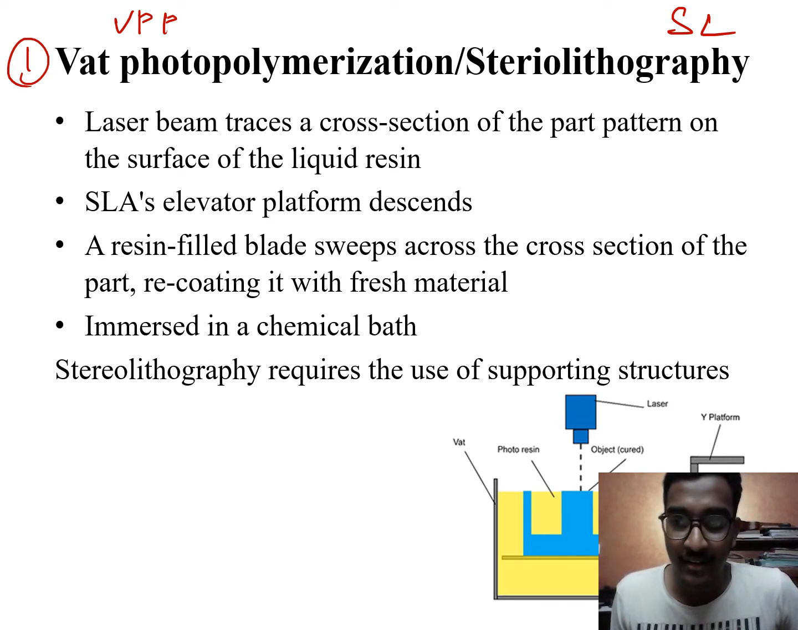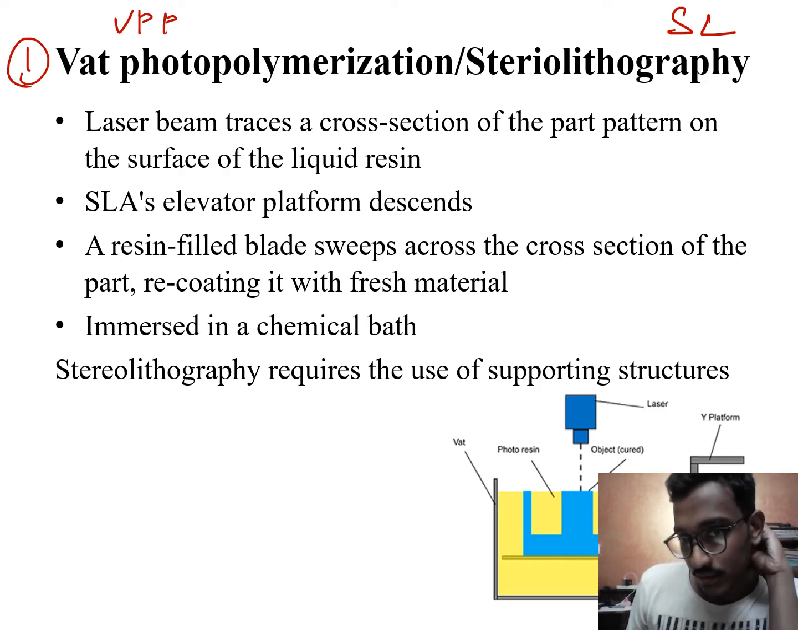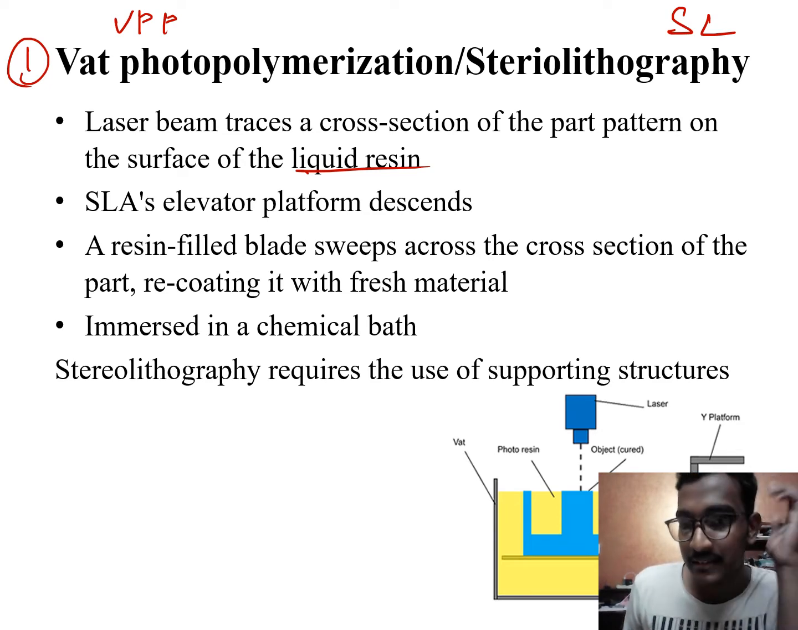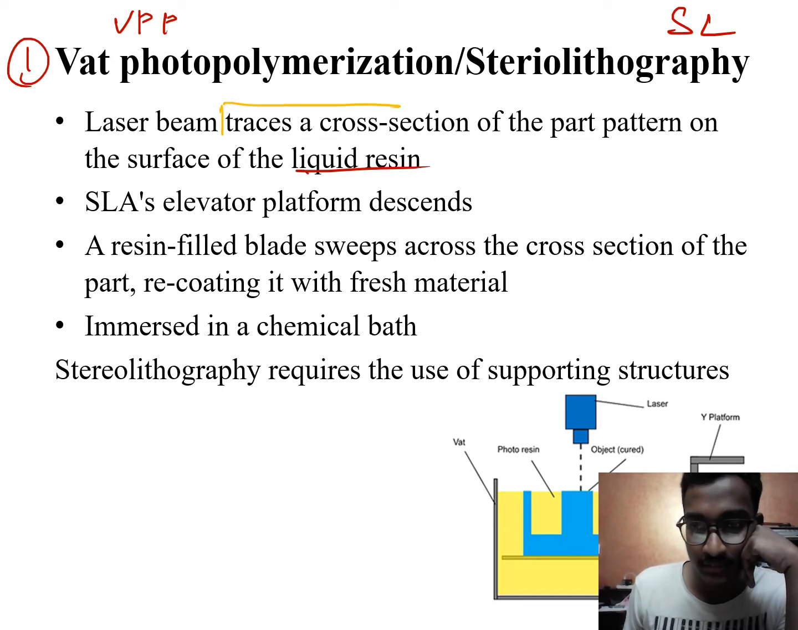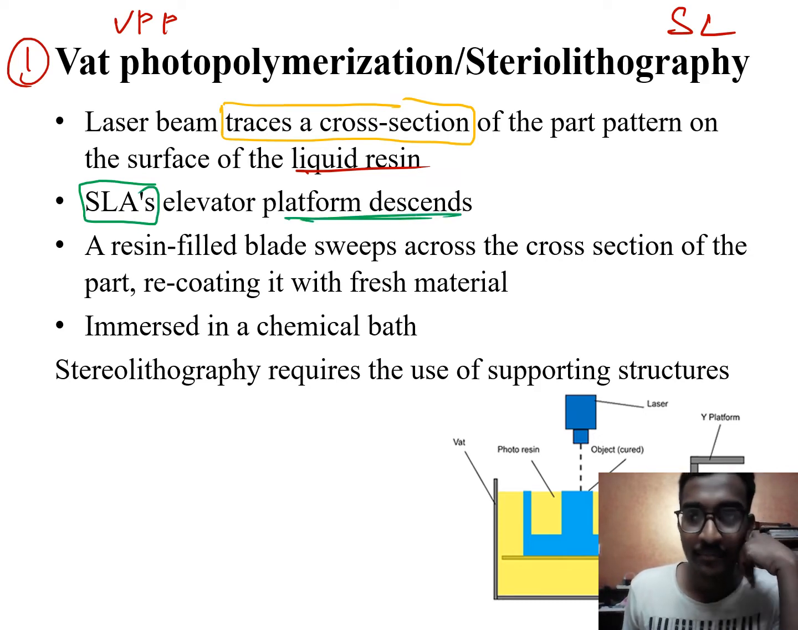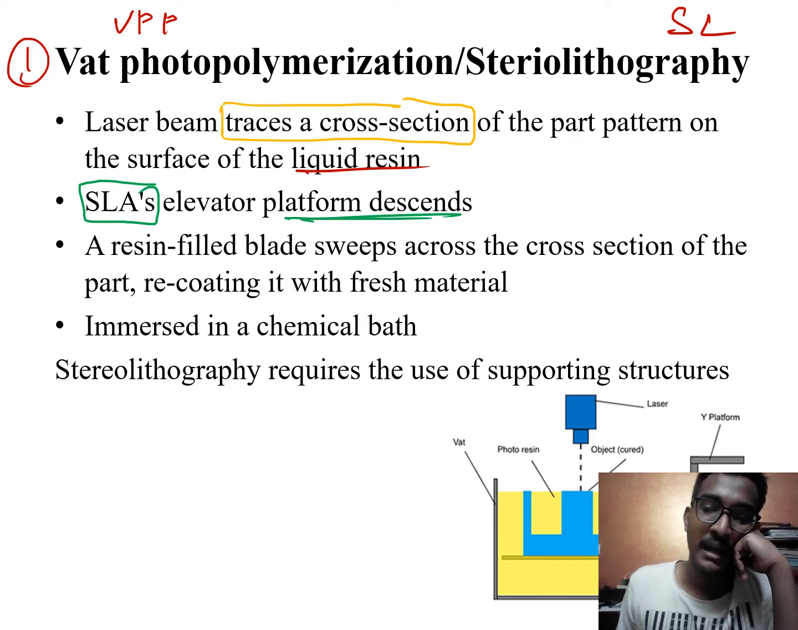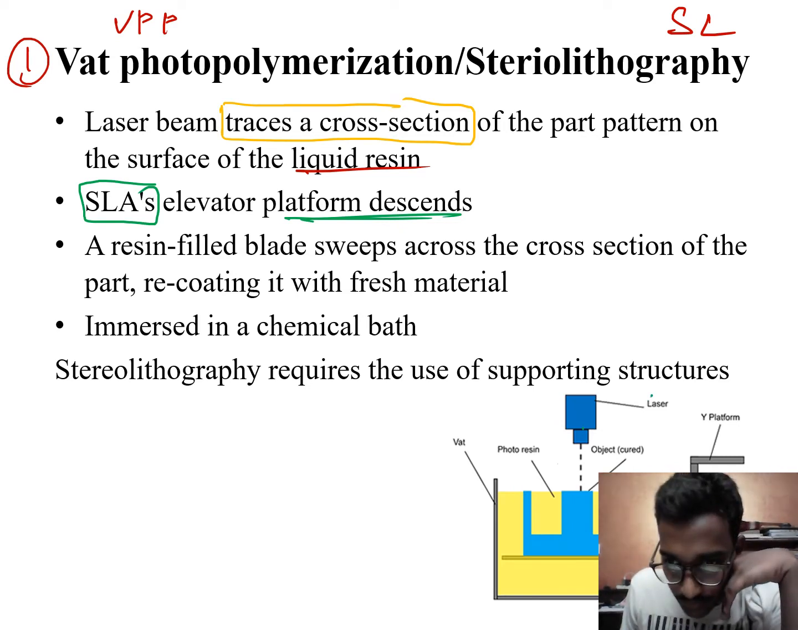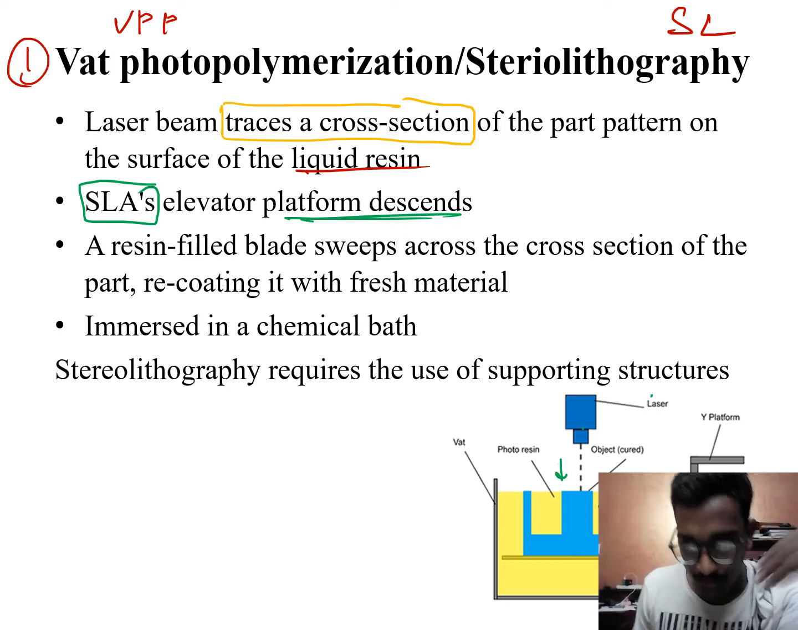The laser beam traces a cross section of the part pattern on the surface of the liquid resin. You can see it, right? The laser ray makes the traces. Basically the first thing you need to remember here is that the laser beam traces the cross section. And the second thing, the elevator platform descends. So as the stereolithography proceeds, the platform descends. Basically it goes down like this, so once it is completed, it comes down into the resin.